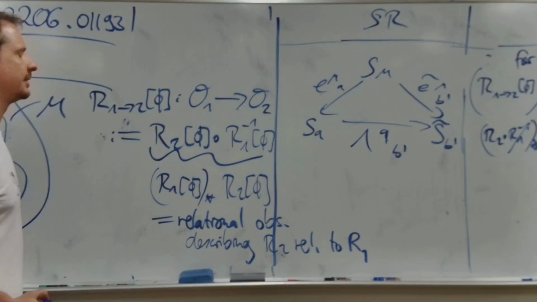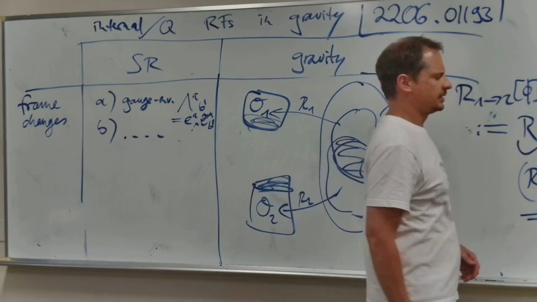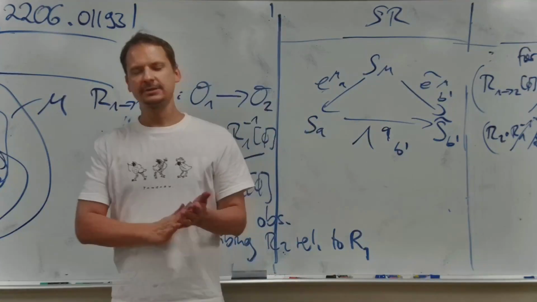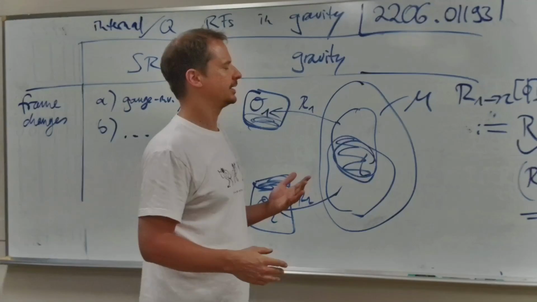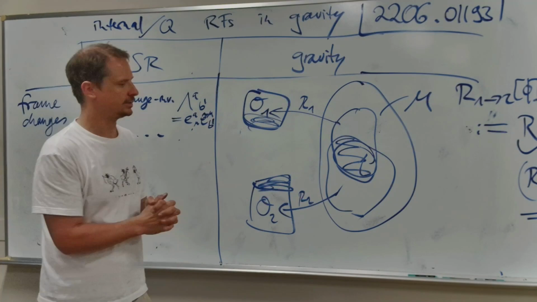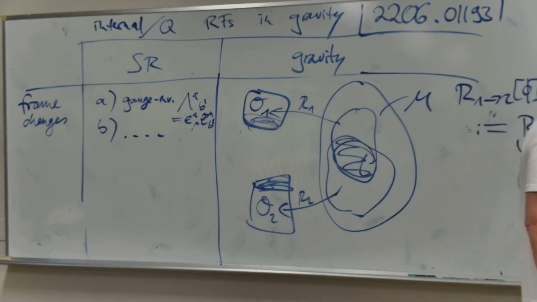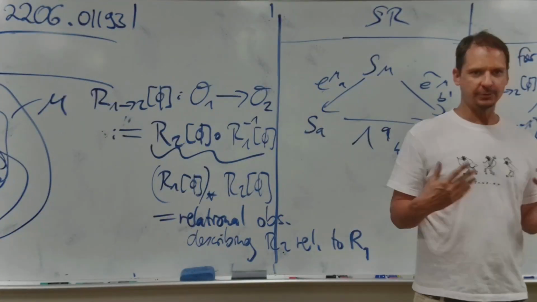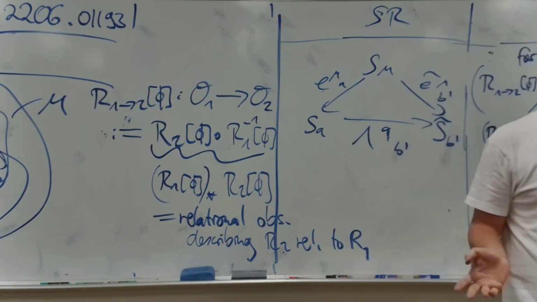So that's maybe the rest are just same words, but so you see, what you can now have is really, you can have gauge invariance, but frame covariance, also in gravitational theories.